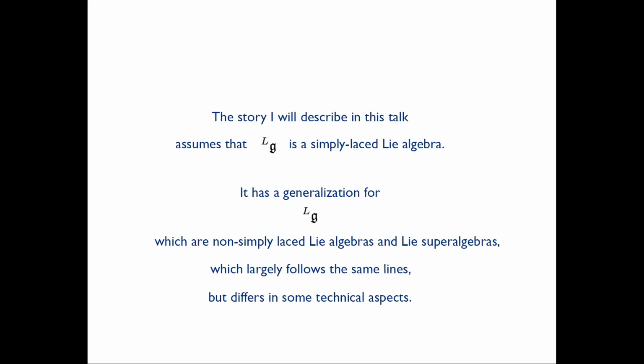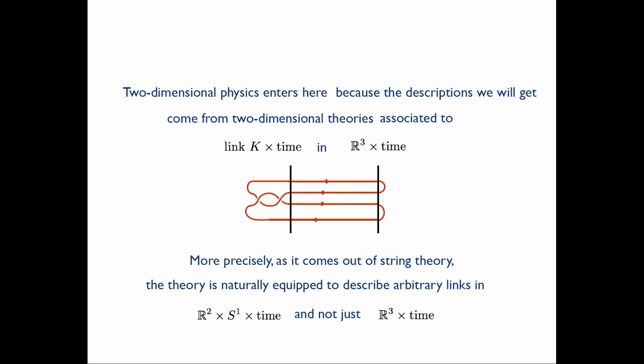So, in this talk, I'll assume that our Lie algebra is simply laced. There is a generalization to non-simply laced Lie algebras, and then also Lie superalgebras, which go along the same lines, but differ in some technical aspects. So, mirror symmetry is, of course, a story about two-dimensional physics. And the reason two-dimensional physics matters is that the descriptions that we'll get come from two-dimensional theories associated with links in a theory embedded in R3 times time. In fact, more precisely, as it comes out of string theory, the theory is naturally expected to describe links in R2 times S1, not just in R3.